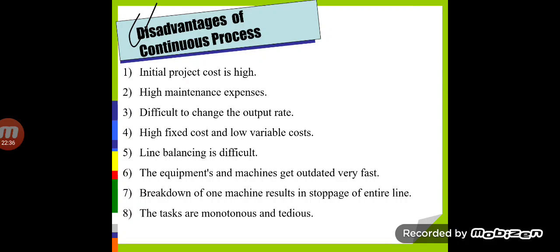Seventh one, breakdown of one machine results in stoppage of the entire line. Like in the first lecture of production and operation management, I told you there are four machineries. One machinery's output is raw material for the second machinery, the second machinery's output is raw material for the third, and likewise at the end, using the fourth machinery, we get the finished goods. But if there is a fault in the second machinery, then the entire system will stop. If there is a fault in the fourth machinery, the entire system will stop. That's why we say that breakdown of one machine results in stoppage of the entire line.